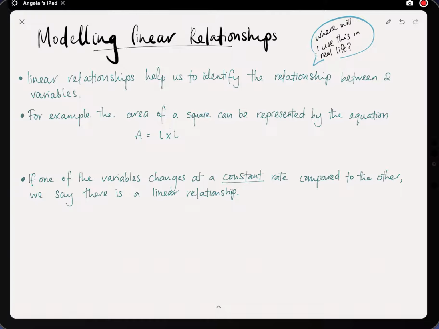So linear relationships help us to identify the relationship between two variables. For example, if we look at the area of a square, we can see that it can be represented by the equation A equals length times length. So what this tells us is that we're looking at the relationship between the area versus the length of each side of the square. If one of the variables changes at a constant rate compared to the other, we say that there is a linear relationship.